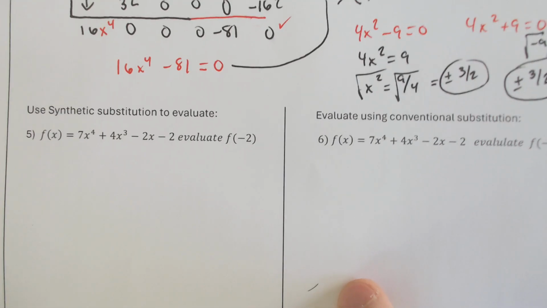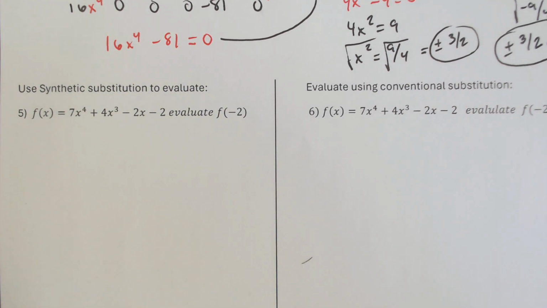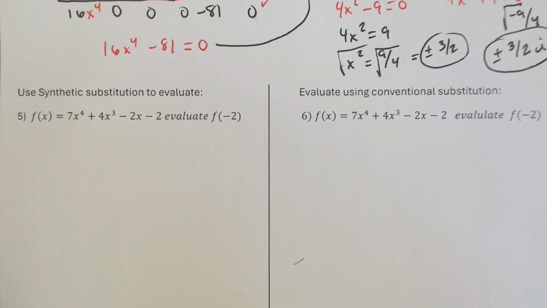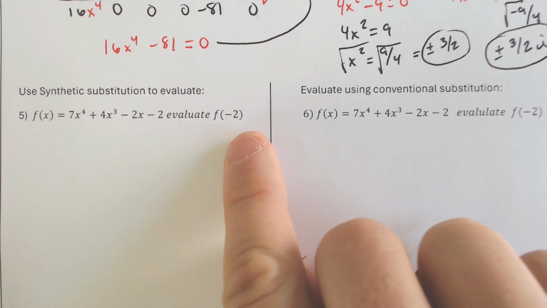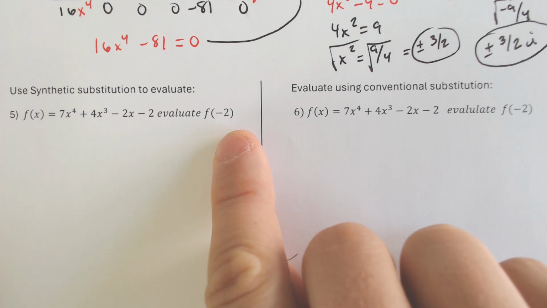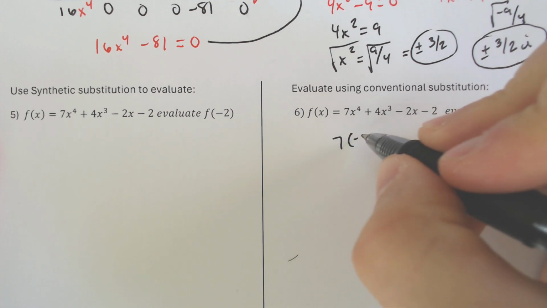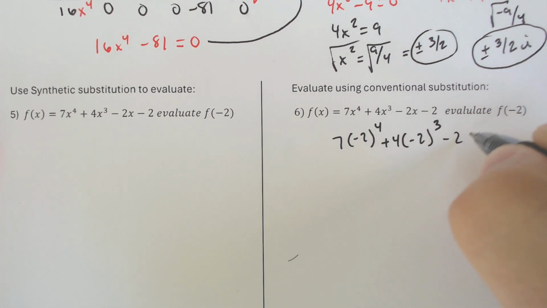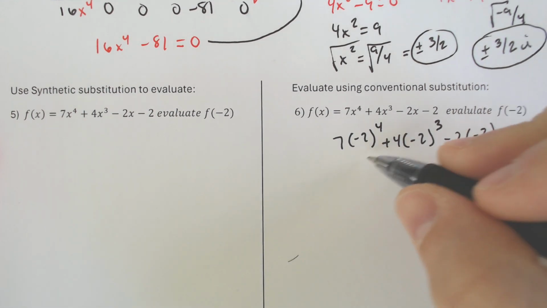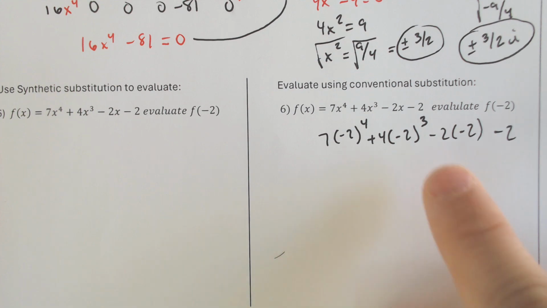Okay? The next thing we're going to be doing is something called synthetic substitution. Now, synthetic substitution is a cheat code if you didn't have a calculator. So if you wanted to evaluate f of negative 2, the conventional way would be to plug in the negative 2 for each and every single x. Okay, and that's doable, but if you don't have a calculator, this is going to be really annoying.